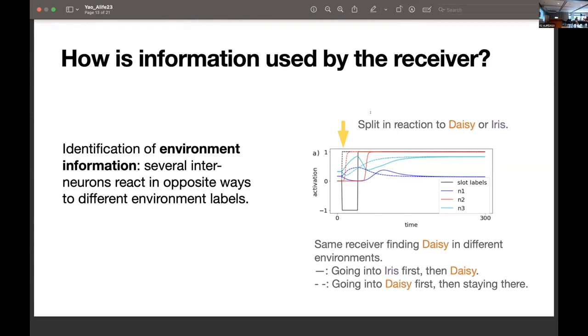So we see an initial split in their activation states. This is how they behave when they try to find the same label but go into different environments. So the environment label is triggering opposite reactions to the label.